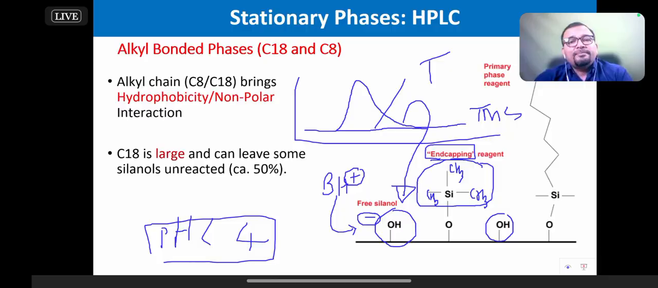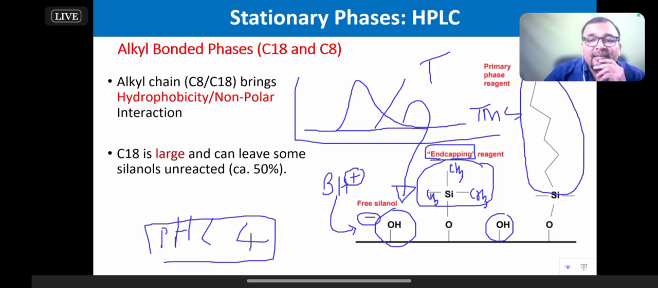Why can this block? Why are there free silanol groups, by the way? Because this is a very bulky size, no? Just look at here, C8 or C18, and some of the groups will get unreacted. So you have a smaller compound like trimethylsilane, which can go inside and block or interact with the free silanol groups, and that way the free silanol will get blocked and your peak will not tail. Are you getting the importance of end capping as well?